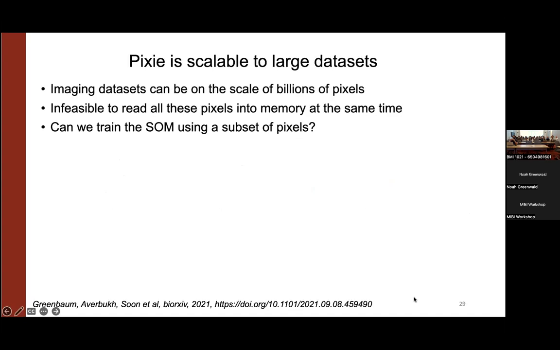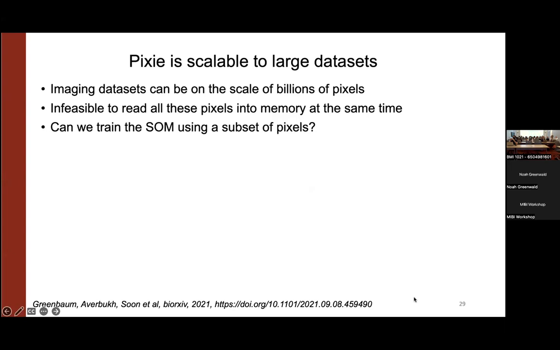Okay. Another important consideration is that imaging data sets are getting very, very large. Imaging data sets now in our lab are on the order of billions of pixels, whereas in single-cell RNA-seq it is definitely in the thousands to millions range. So it's infeasible to read all of these pixels into your computer's memory at the same time. We hypothesized that we could train the SOM, the self-organizing map, using just a subset of all the pixels, and that would give the algorithm enough information to still make accurate computations.